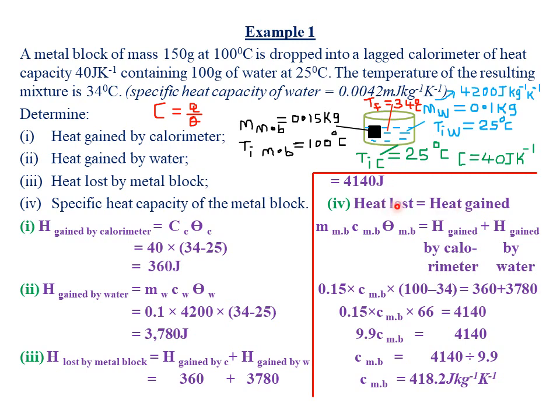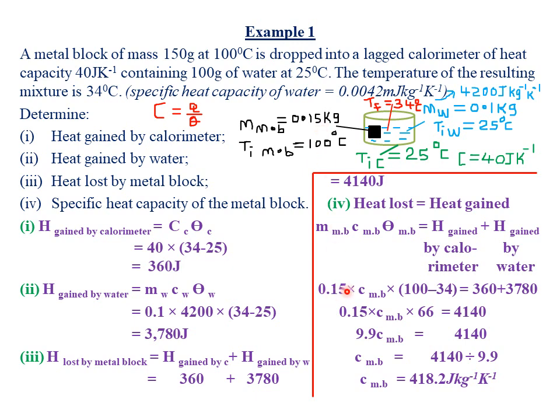So the substance that is losing heat, of course, is our metal block. So the heat that is lost will be given by the mass of the metal block multiplied by the specific heat capacity of the metal block multiplied by the change in temperature for the metal block. Then for the heat that is gained, we have the calorimeter gaining heat and the water also gaining heat. So total heat gained will be the heat gained by the calorimeter plus the heat gained by water. The mass of the metal block, we are given as 0.15 kg.